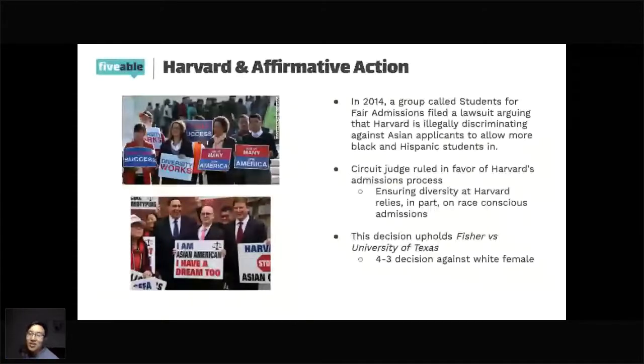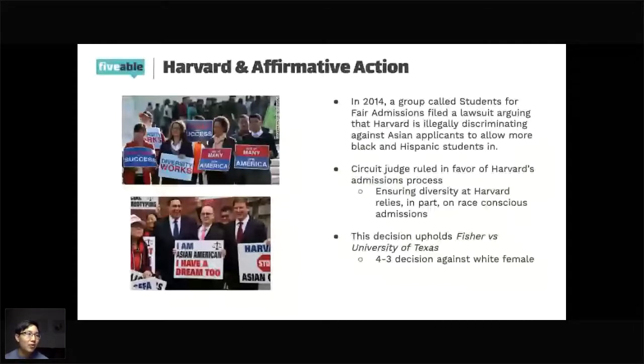But in 2014, we saw a group called Students for Fair Admissions, who represented Asian Americans, filing a lawsuit against Harvard, basically saying that they were illegally discriminating against Asian applicants to allow more Black and Hispanic students in. And for the last 5 years, we've seen a lot of deliberation. It's been a real hot topic among the Asian American community.